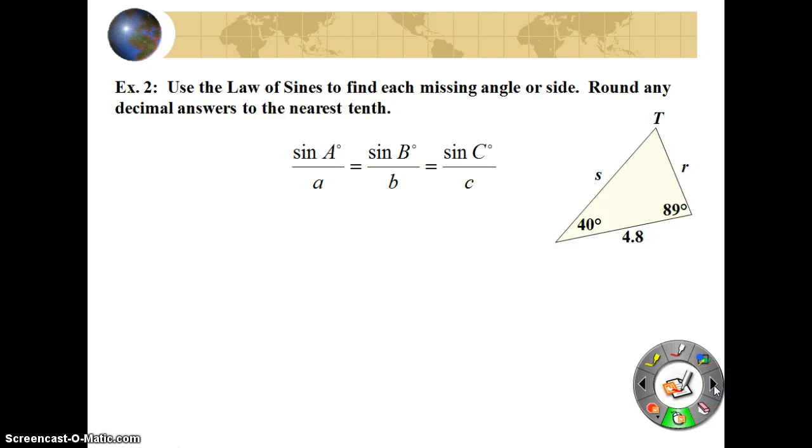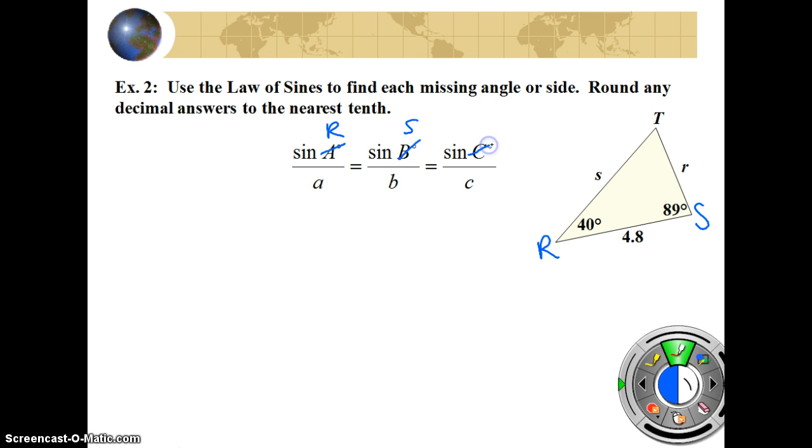So now we're going to do another example. Let's fill in what we know. Obviously, we don't have A, B, and C in this triangle. We have S, R, and T. So this will be angle R. This will be angle S. Feel free to change these if you want to. We can make this R, S, and T. This will be side R, side S, side T.